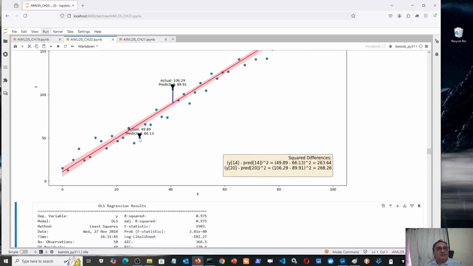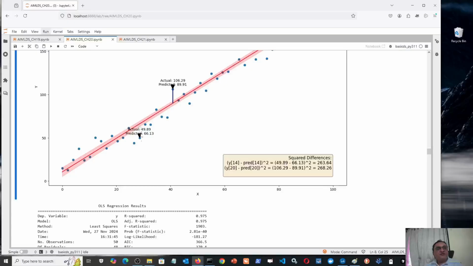Now here is one sample point below the red colored line. Here the actual value comes out to be 49.89. Somewhere from here, this is the actual value, and if I draw a horizontal line from it, the line goes just below 50, 49.89, right? And the predicted value will be on the red colored line. The red colored line is itself the line passing through all predicted values, that is itself called the line of best fit, right? So this is the predicted data point, and the predicted value comes out to be 66.13.